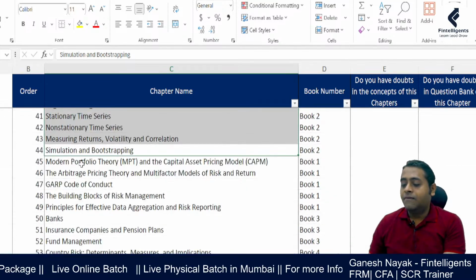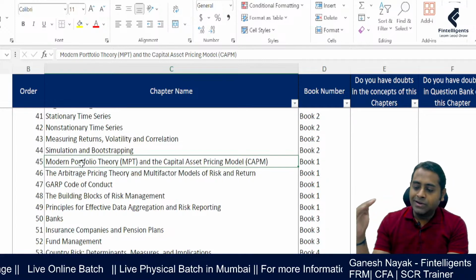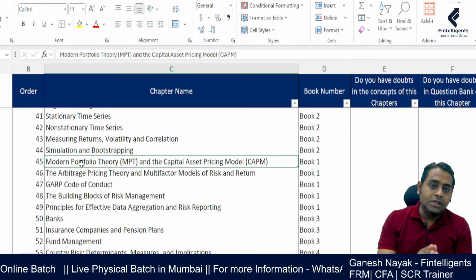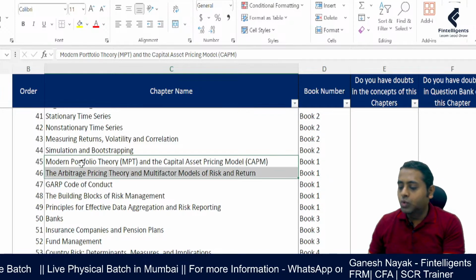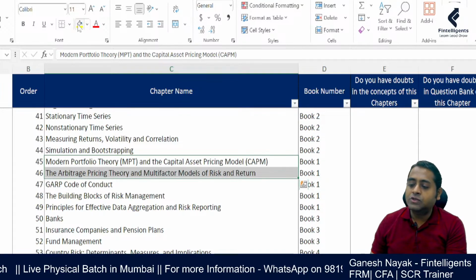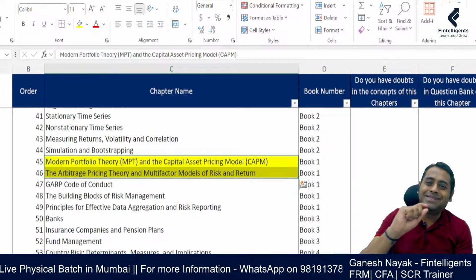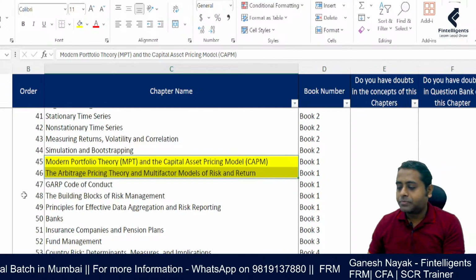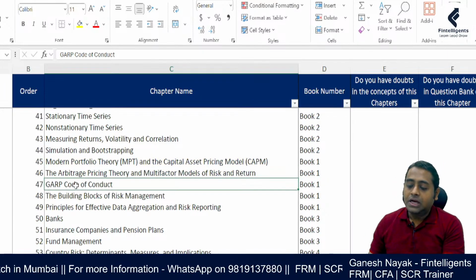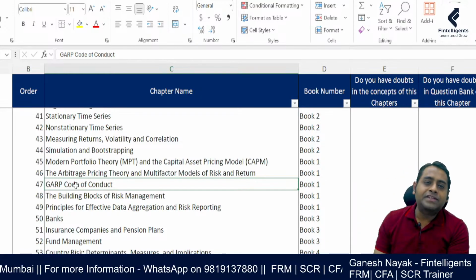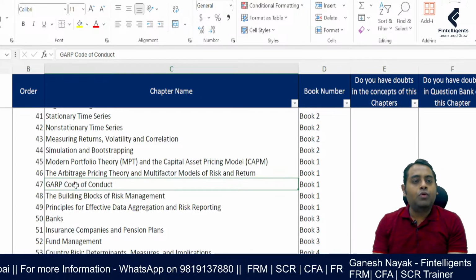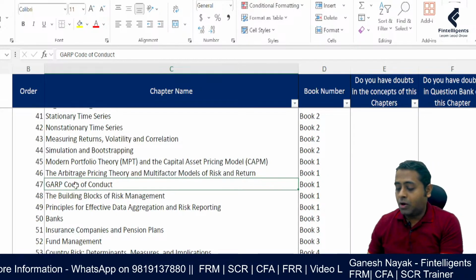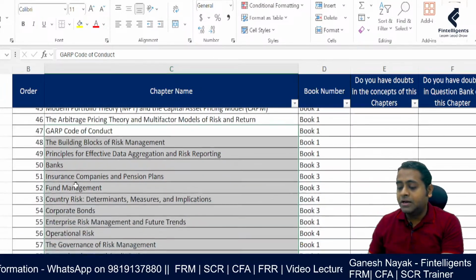Once you've completed till simulation and bootstrapping, you have completed around 44 chapters till now. Now we're moving towards 2 chapters which you need to do together. That is your portfolio management chapters, because both chapters are connected. So revise them together, read the chapters together. After this onwards, almost all of the chapters are independent. Like GARP code of conduct, it is not connected to any other chapter, but it is an important chapter. All of these chapters can be done in any order.